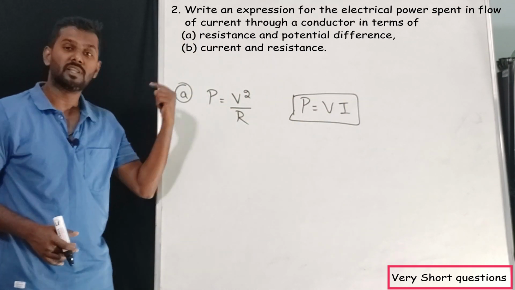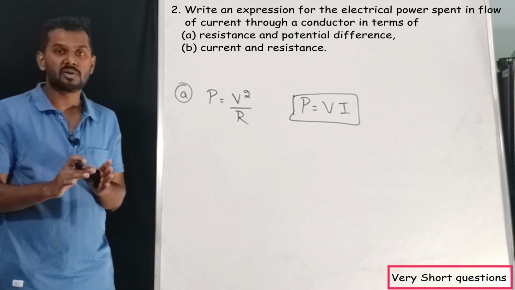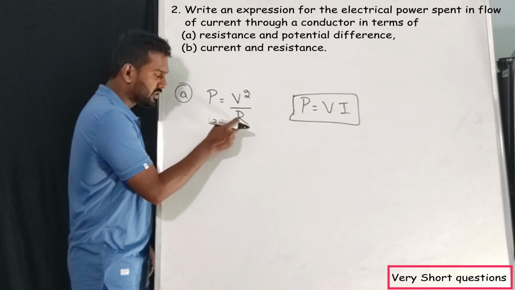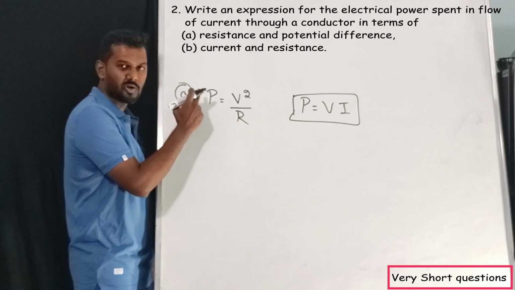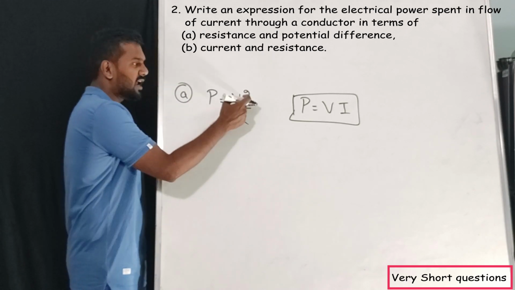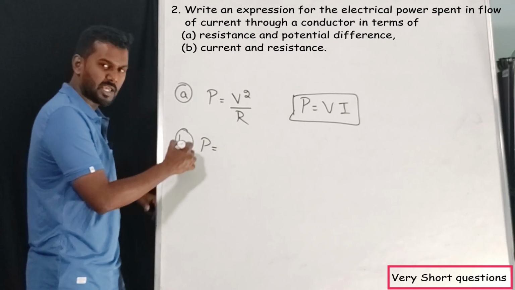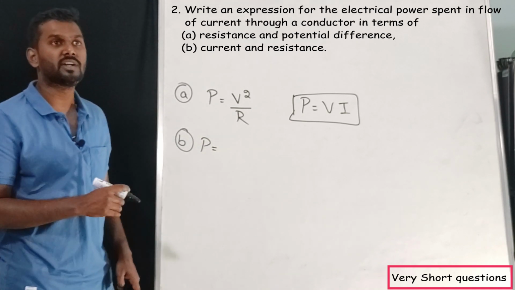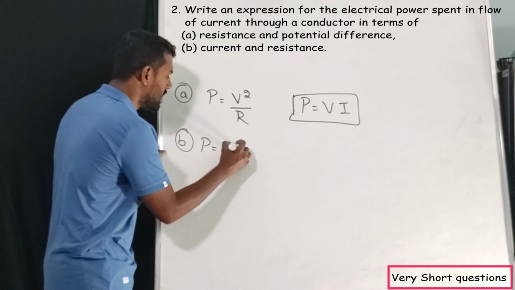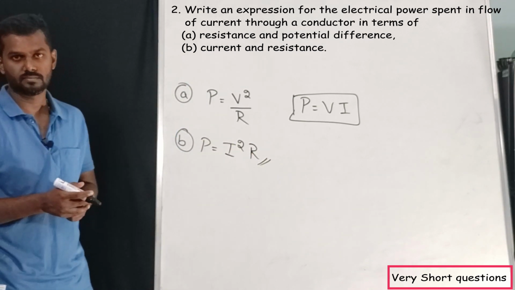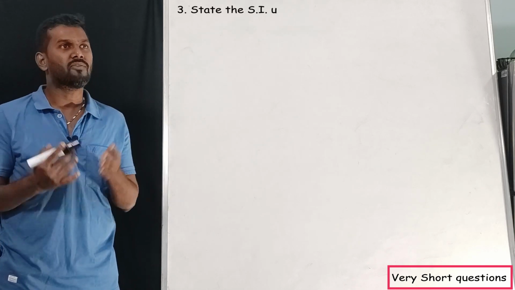How we got this one, that is what I have explained in the concept video. That is why concept videos are very important. Here they are only looking for this one. Okay, write the expression for power spent using resistance and potential difference. Second one, we have to find the same power in different terms like current and resistance. This is the answer. That's it.